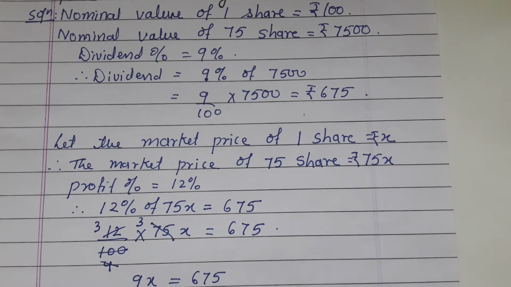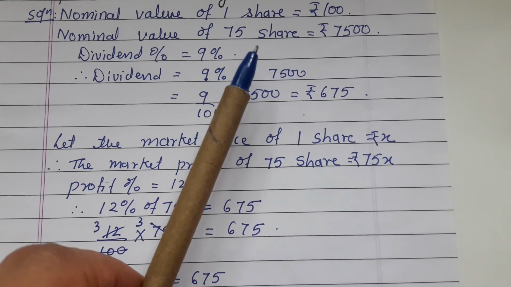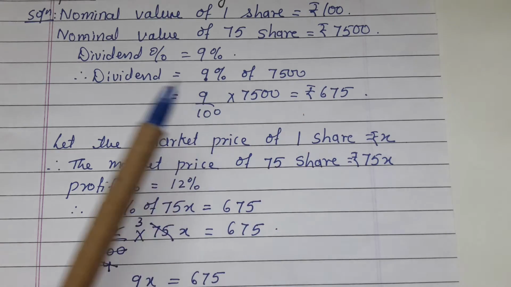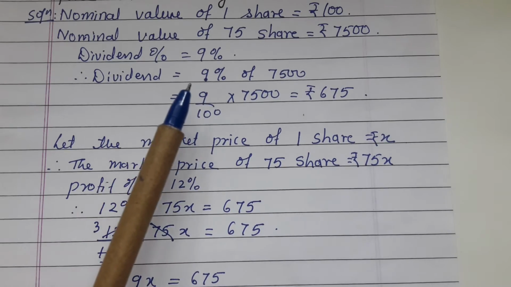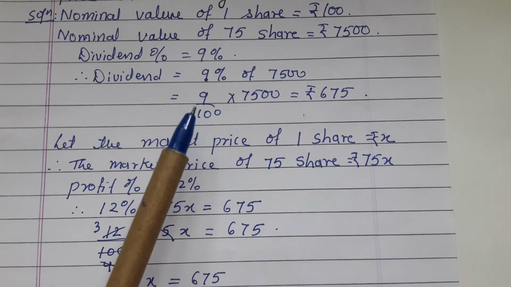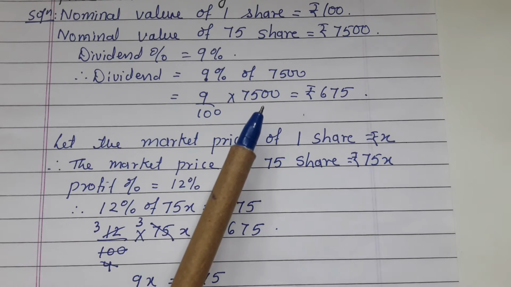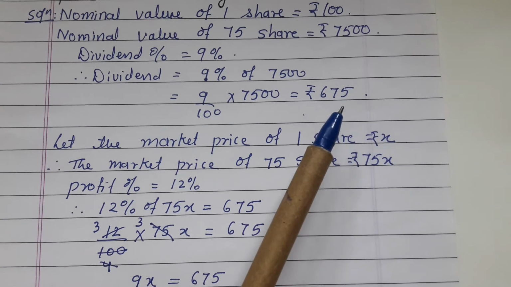Nominal value of one share, rupees 100. So nominal value of 75 shares is rupees 7,500. Dividend percent, 9%. Dividend is equal to 9% of nominal value. That is equal to 9 upon 100 into 7,500, equal to rupees 675.